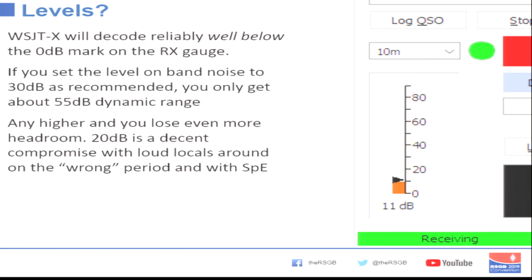For VHF, I think you can probably run it at 20 or even 10. The reason for doing that is that it increases the maximum signal we can hear. If you happen to have G8GXP line of sight from you, when he swings the beam my way, there's a little bit of a difference. He's a little louder than some of the other stations.